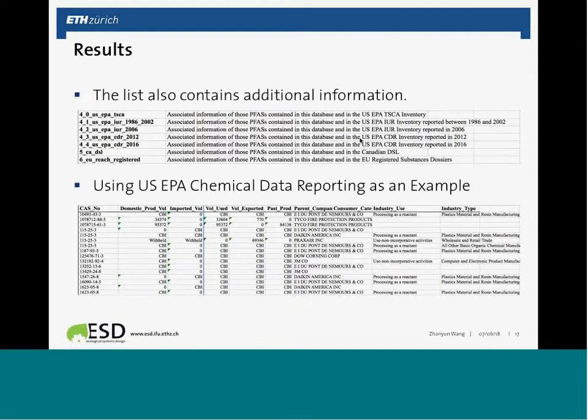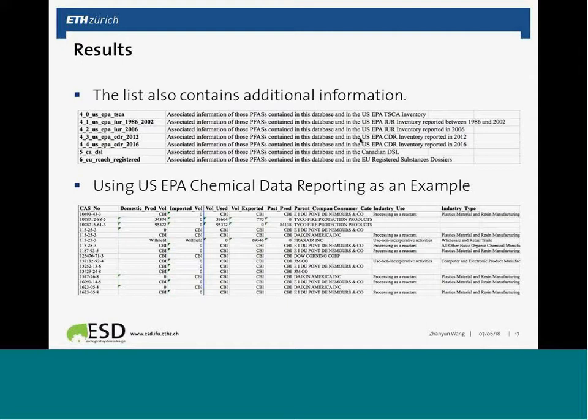For example, normally some of these regulatory inventories contain additional information, and we have extracted all this additional information and included it in the new OECD 2018 list. If you take a look, you will find more information about some of these individual PFASs. I use here one of these lists, from the US EPA chemical data reporting. This is the data from 2012.